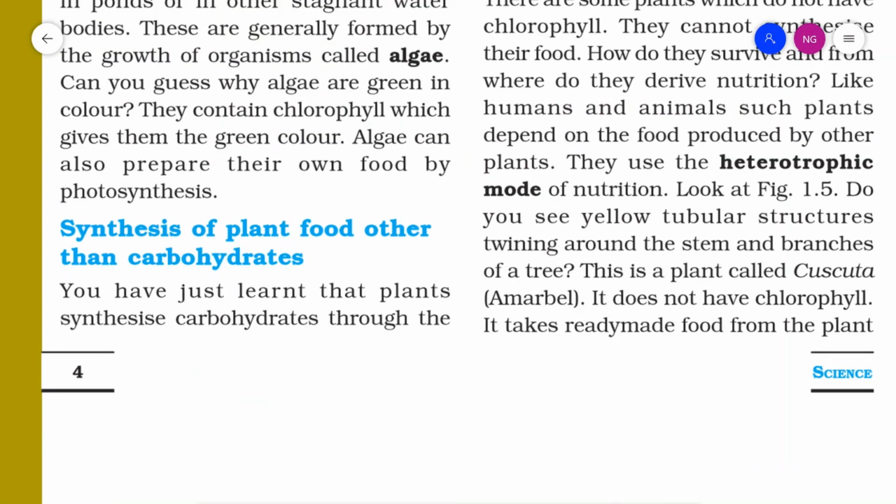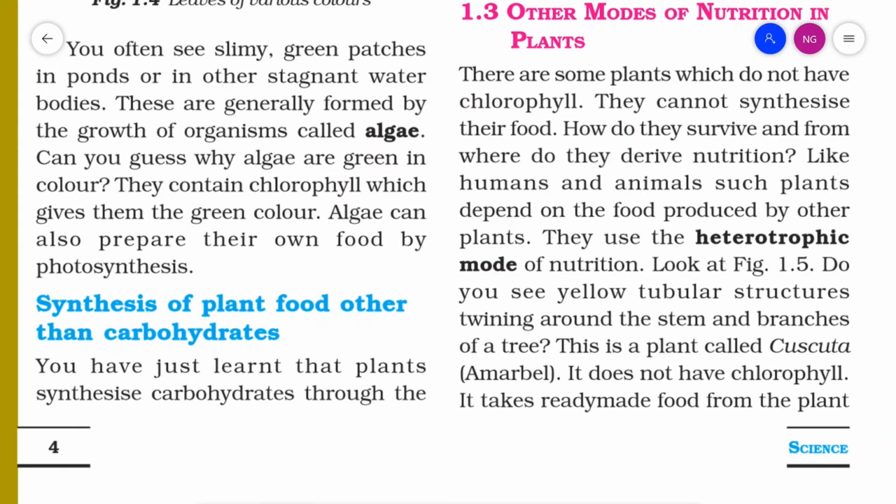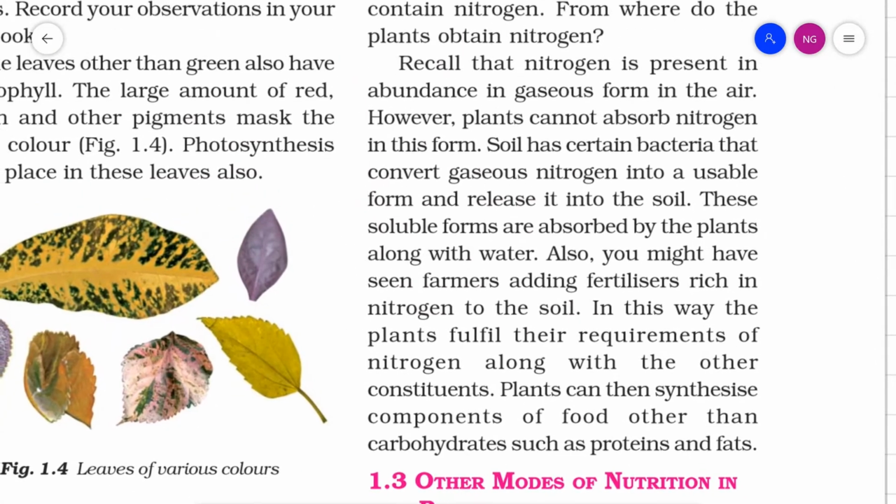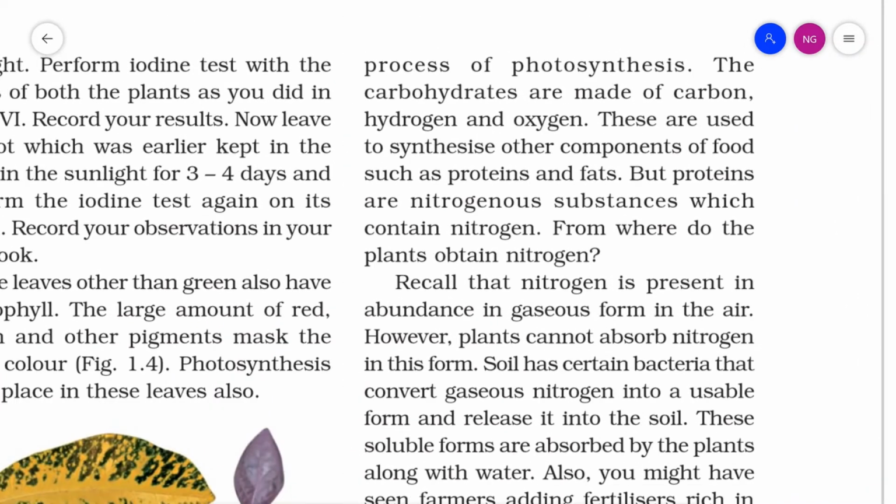So now we will understand how plants prepare their food components other than carbohydrates. Now we know carbohydrates are synthesized through the process of photosynthesis, and these carbohydrates are made up of carbon, hydrogen and oxygen. Plants utilize these carbon, hydrogen and oxygen to prepare other food components such as proteins and fats.